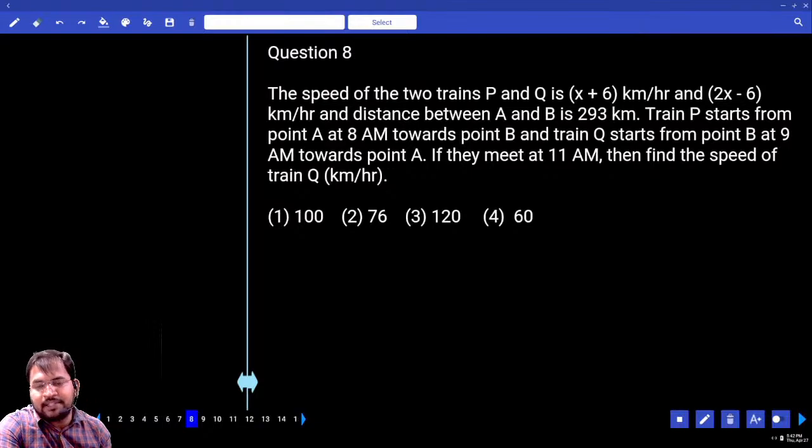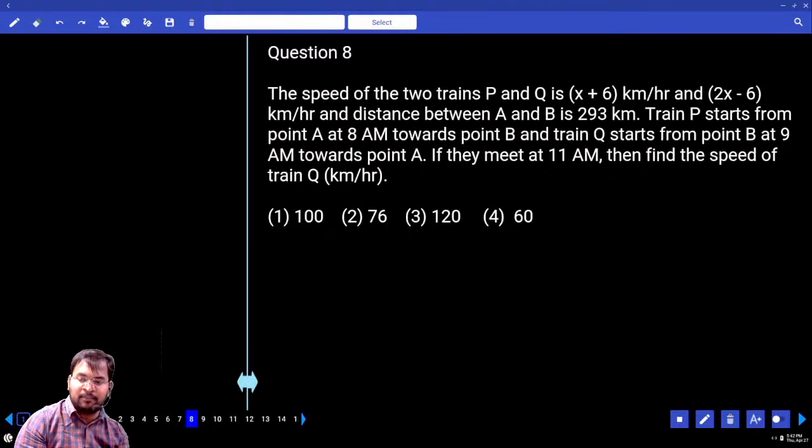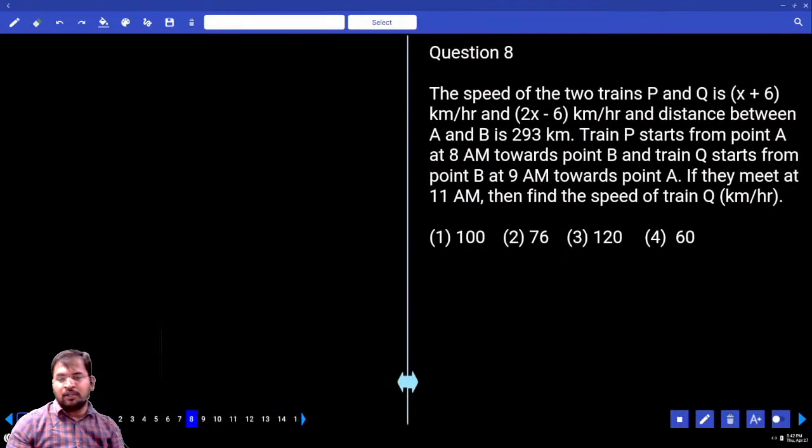The speeds of two trains P and Q are x plus 6 km per hour and 2x minus 6 km per hour, and the distance between A and B is 293 kilometers. P starts from point A at 8 am towards point B, and train Q starts from point B at 9 am towards point A. If they meet at 11 am, find the speed of Q. See here, P speed and Q speed are given. The distance between them is 293 kilometers. P started at 8 am, Q started at 9 am, but it's not possible whenever they give different timings.